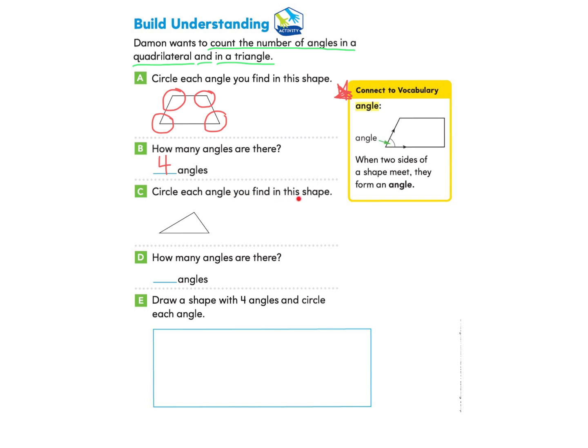Circle each angle you find in this shape. You may want to pause and try this part on your own and come back. We see that there's one angle here where the two sides meet, one angle here where the two sides meet, and another angle here where the two sides meet. So we can answer, how many angles are there? There are 3 angles. Great work.